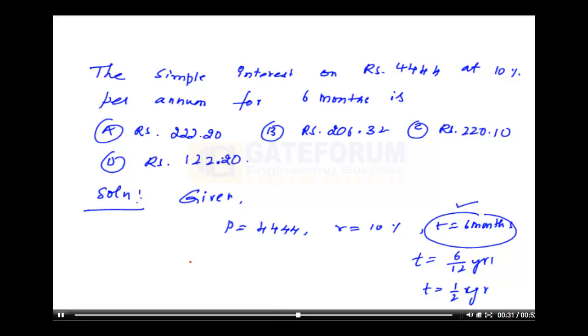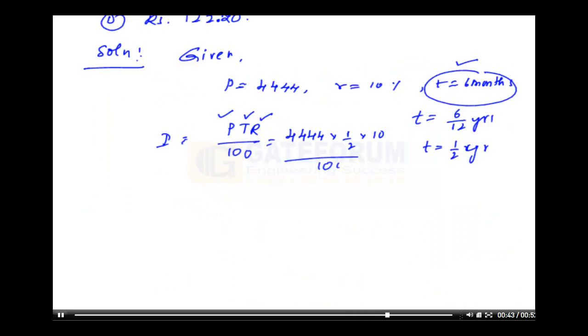Now, to calculate the interest, we know the formula as PTR by 100. Now we'll substitute the values of P, T and R, which are 4444 into half into 10 by 100. If we simplify, the interest will be 222.20 rupees, which is option A.